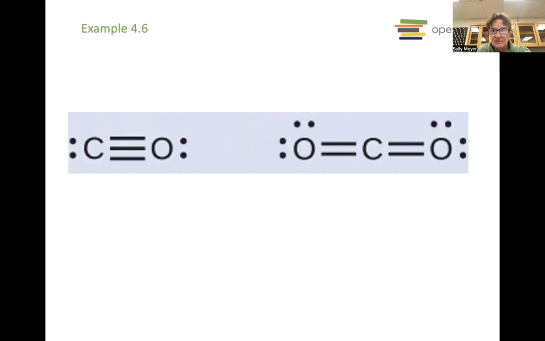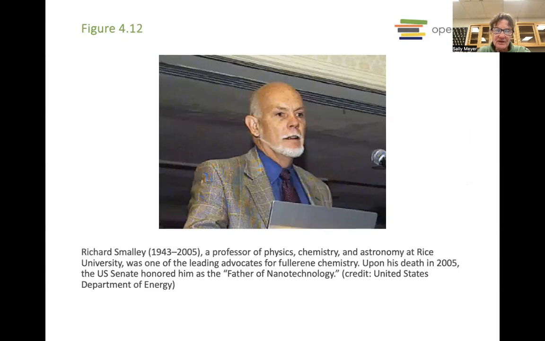Okay, so this is showing you the complete Lewis structures for carbon monoxide and carbon dioxide. So carbon with 1 oxygen and carbon with 2. Everything has an octet. And this is just an insert for Richard Smalley, who was one of the fathers of nanotechnology.